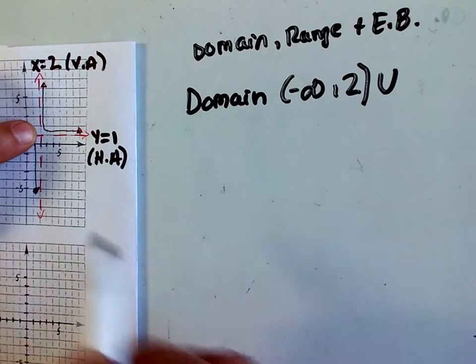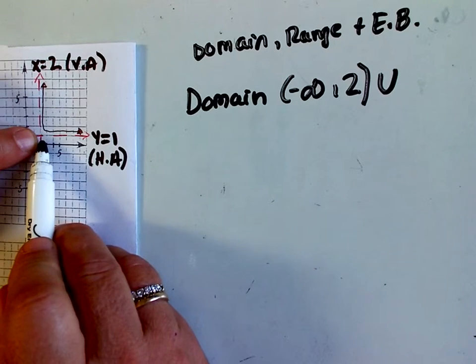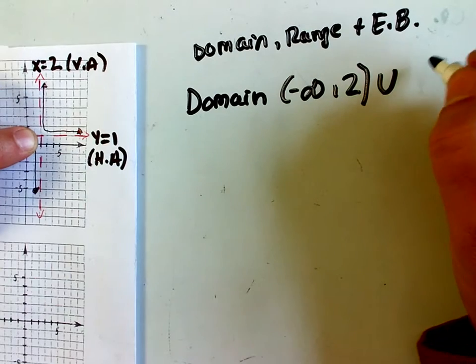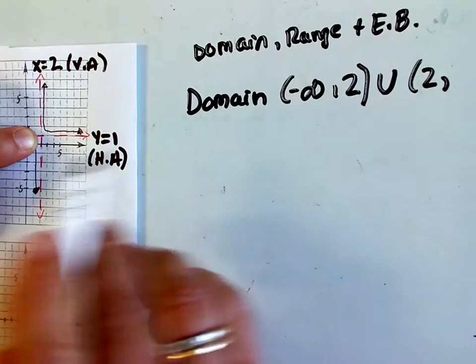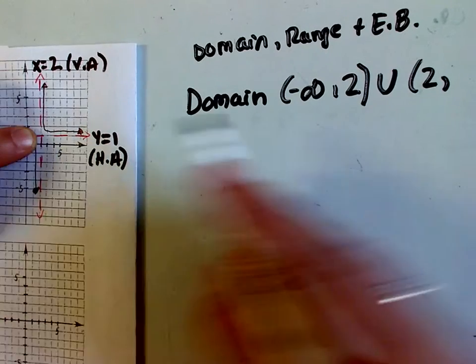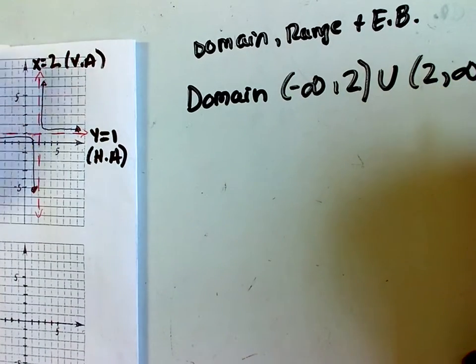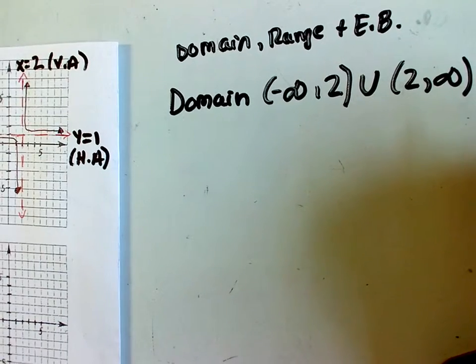From here, we can now see the graph is picking up at that break of x equals 2 and continuing on to the right through positive infinity. That will state the domain of that function.